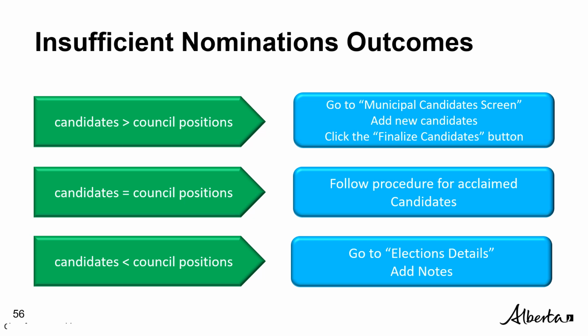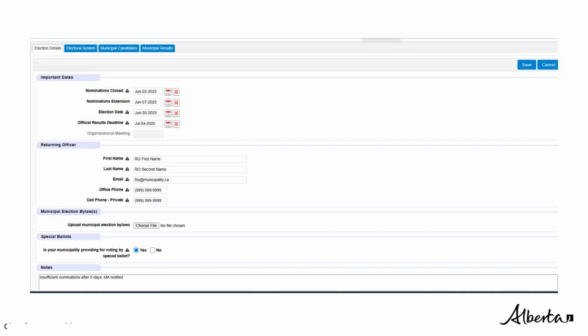If your number of candidates is equal to the number of council positions, you would follow the procedure for acclaimed candidates. And finally, if the number of candidates is less than your council positions, go to your elections details screen and add notes. So here is a demonstration of the steps required if the number of candidates is less than the number of council positions after the additional 5 days has passed.